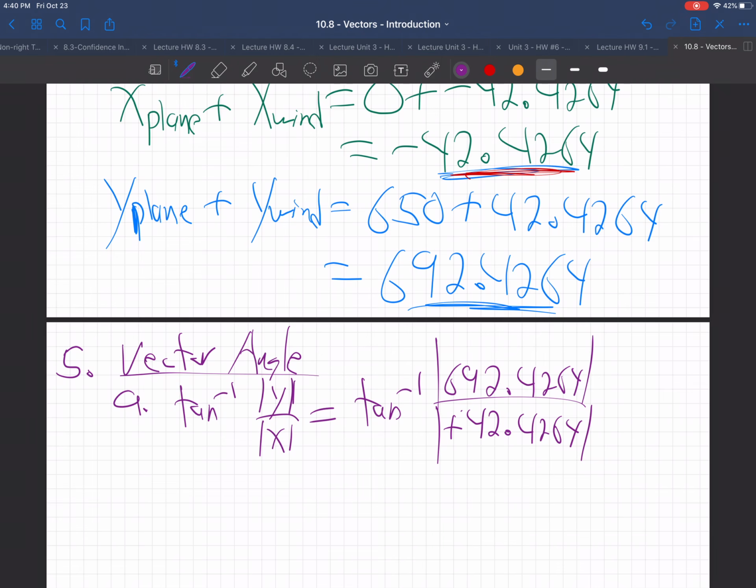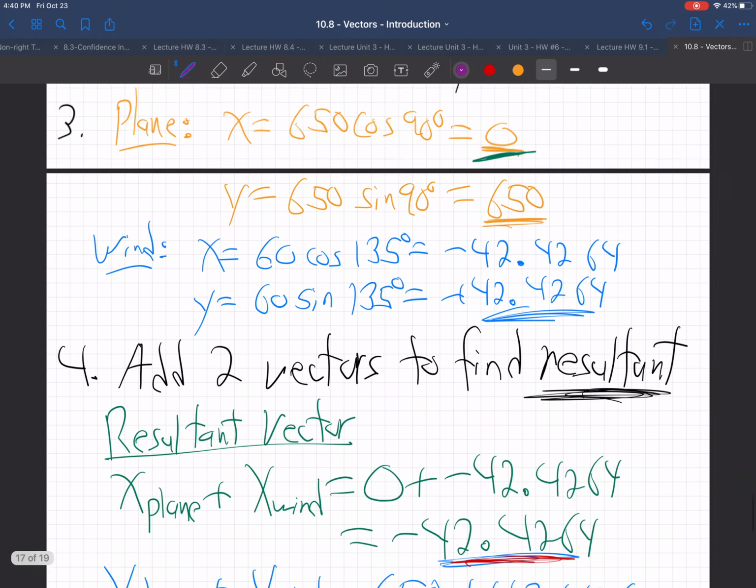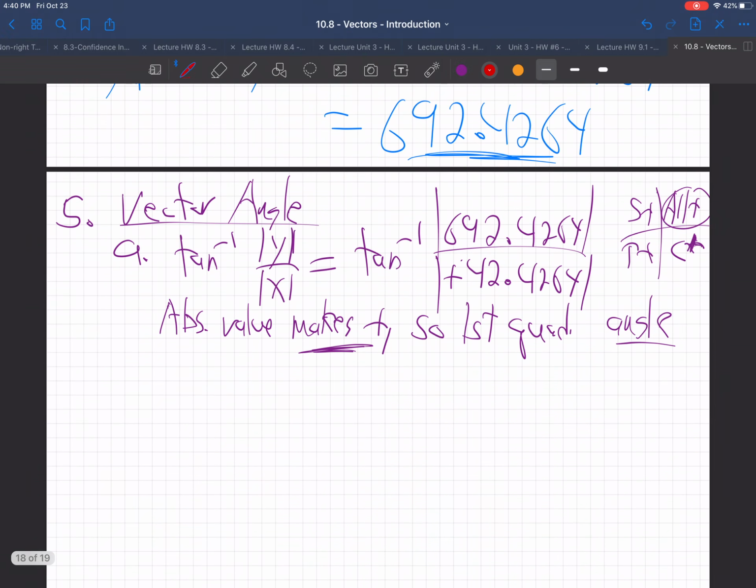So why are we doing the absolute value? Absolute value makes it positive, so it's a first quadrant angle. Remember, all the trig functions are positive in the first quadrant. All Students Take Calculus, they're all positive in the first quadrant. So by making the y and the x positive and doing the tangent inverse, you're finding the angle in the first quadrant, but it's not in the first quadrant, right? But then we'll change it. This is the best way. This is the easiest way.